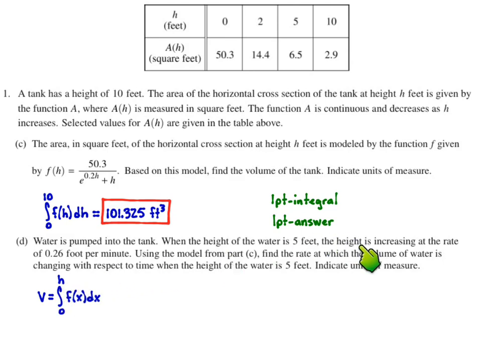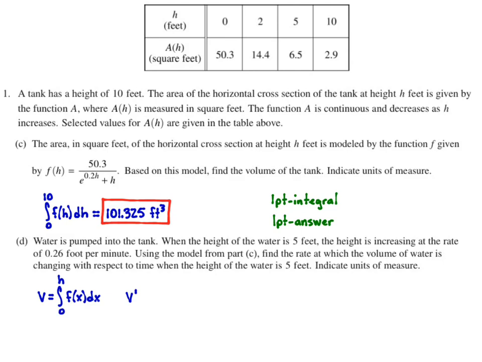It says the height is increasing at a rate of 0.26 foot per minute. So we have to think of volume with respect to time and h with respect to time. Because we're looking for the rate of the volume, we have to take the derivative of this. So the derivative of V is just V prime, keeping in mind that when I put V prime, I really mean V prime of t.